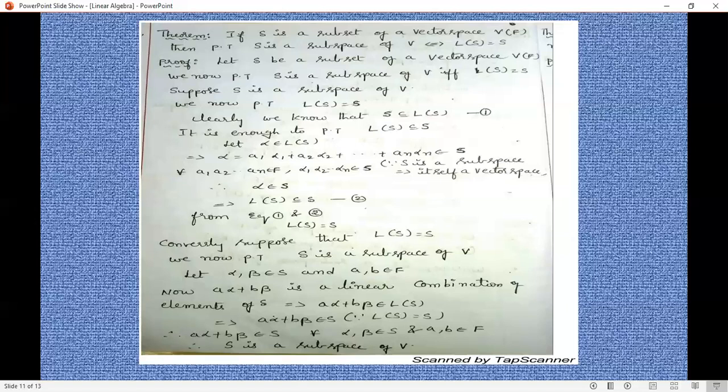Have you understood, students? What we have proved: A alpha plus B beta belongs to S implies S is a subspace of V. What we are taking is L of S equals S, and we proved S is a subspace of V. Therefore, what we have understood from this theorem is: if S is a subset of vector space V of F, then S is a subspace of V if and only if L of S equals S. Have you understood? Next, the next theorem, observe carefully.